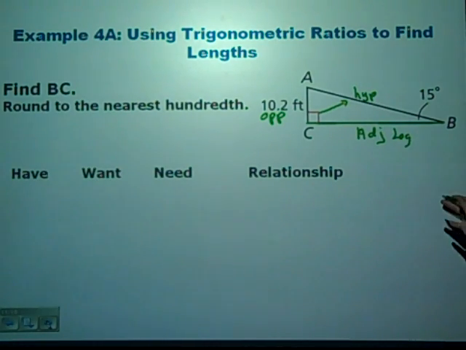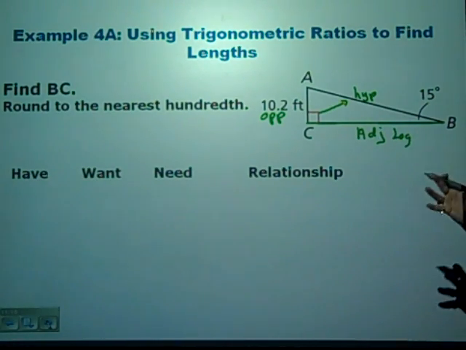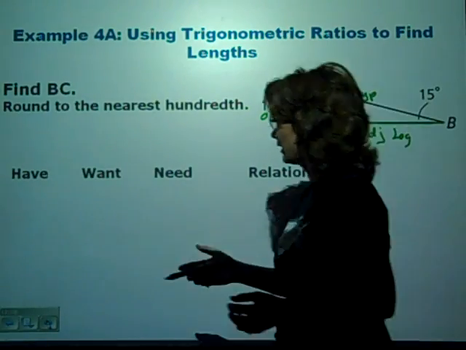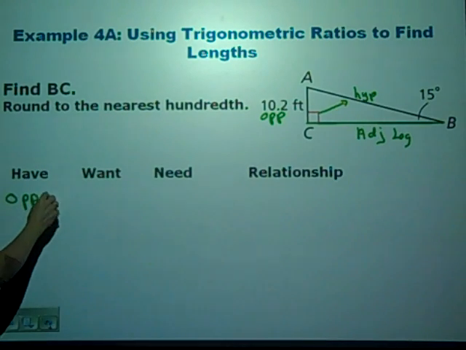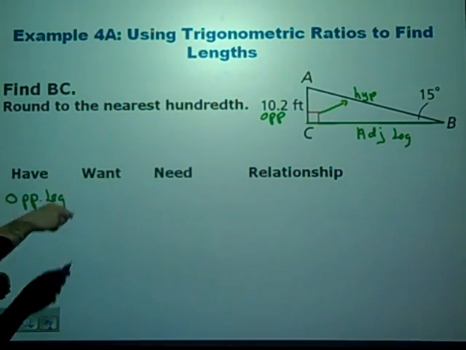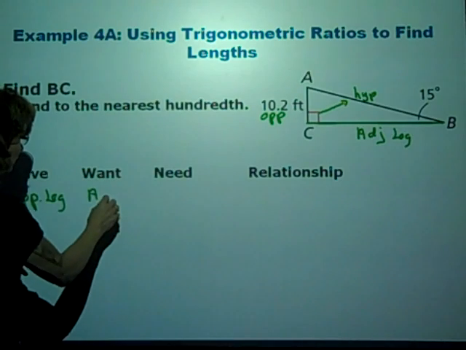Now I say, what do I have? What number do I have? And I have the opposite leg. So I'm going to write, I have the opposite leg. I want BC, so I want the adjacent leg.